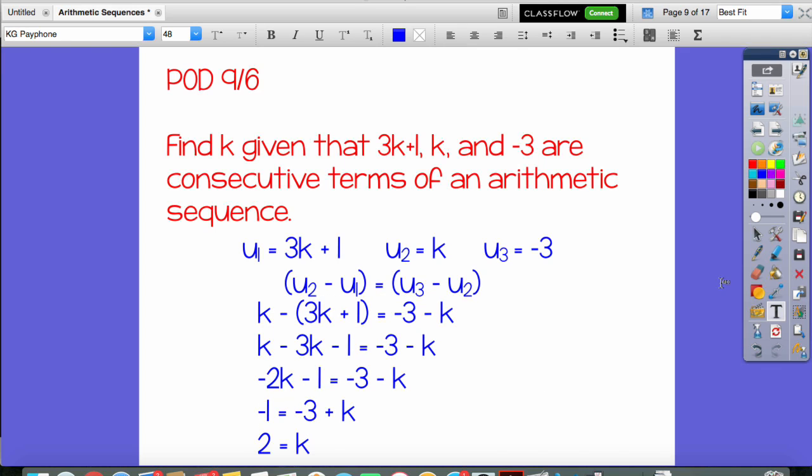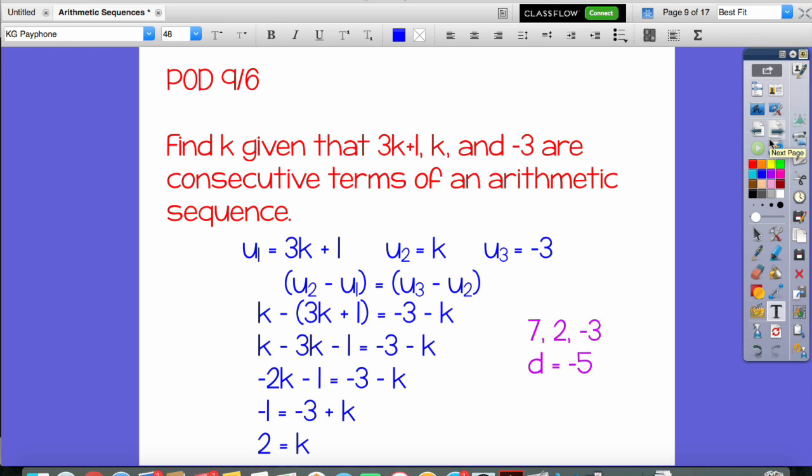If you wanted to check, you could easily just plug in to see exactly what the terms of the sequence would be. If you plug in 2, you end up with 7, then 2, and then negative 3 as the first 3 terms of this arithmetic sequence. As you can see, each is decreasing by 5, so you have a common difference of negative 5. But to your notes, we're going to pick up from where we left off.